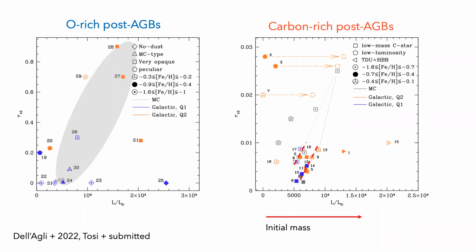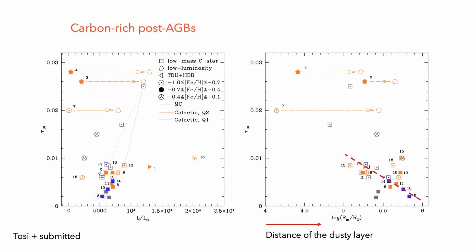Well, the exploration that is quite new, let's say, that we can do from this analysis is that since we know the temperature of the dust and the optical depth, we can also estimate how far from the star it is. Okay, so if here we have still the carbon stars, in this case we look now at the distances of the dusty layer from the star.